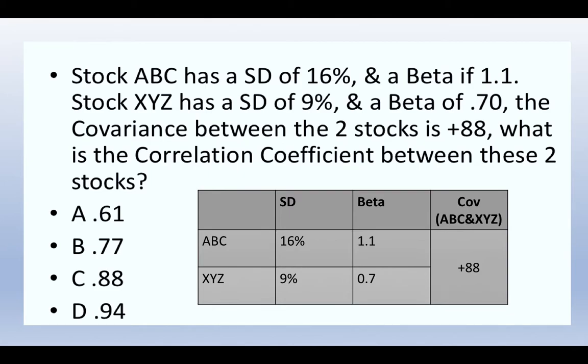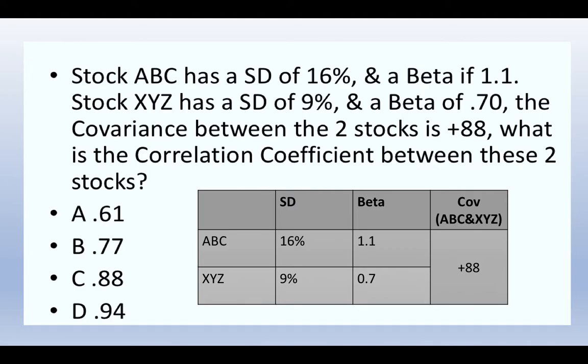Stock ABC has a standard deviation of 16% and a beta of 1.1. Stock XYZ has a standard deviation of 9% and a beta of 0.7. The covariance between the two stocks is plus 88. What is the correlation coefficient between these two stocks?